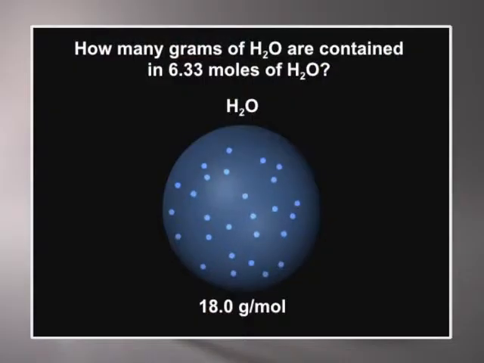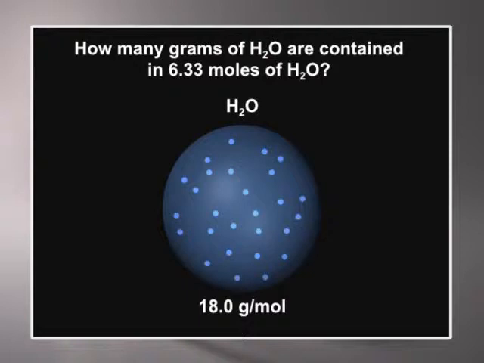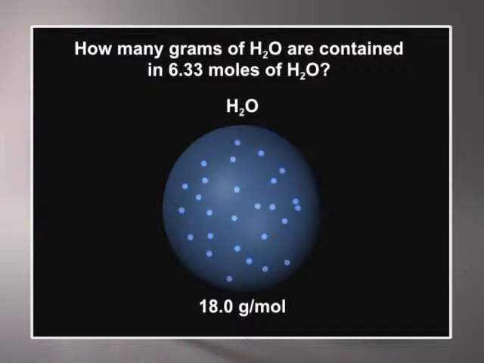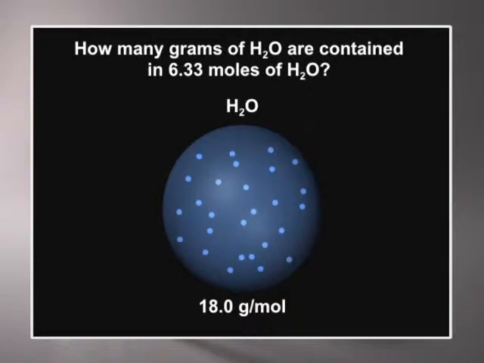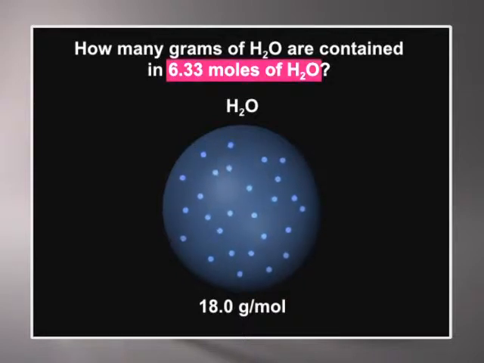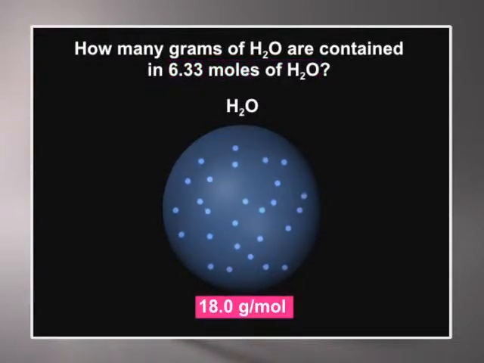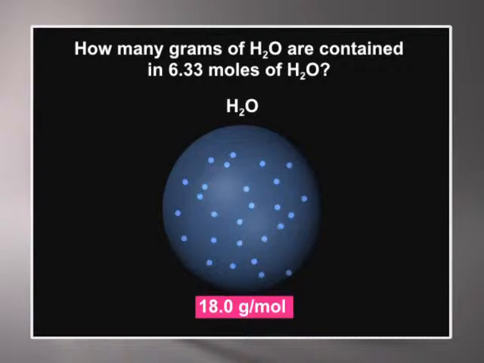I have drawn here a representation of a mole of water. A mole of water weighs 18 grams. The molar mass of water is 18 grams per mole. This means that if someone were to give you 1 mole of water for a present, they would give you 18 grams of water. But this person is very generous. He gave you not 1 mole, but more than 6 moles, 6.33 to be exact. 1 mole of water weighs 18 grams. That's what the molar mass tells us.